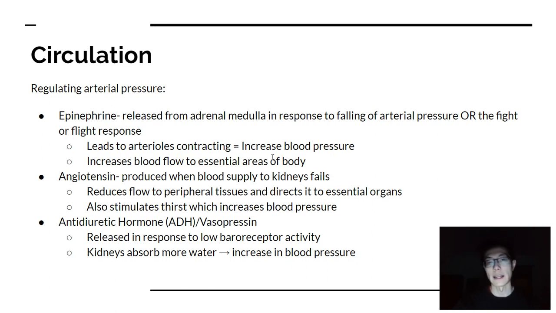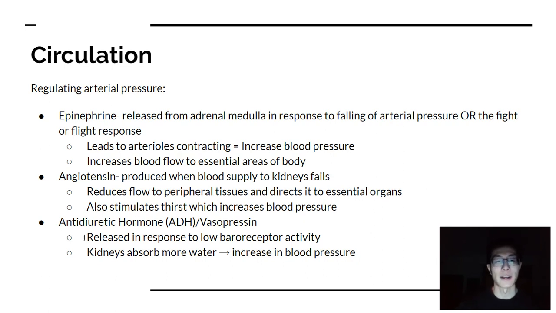Likewise, that also allows for an increase in blood flow to essential areas of the body, again, in preparation potentially for fight or flight. We also have angiotensin, which is produced when blood supply to the kidneys fails. When this happens, angiotensin is going to be released, and through some mechanisms, it's going to reduce the flow to peripheral tissues, and it actually directs that blood flow to the essential organs. Ultimately, it can also stimulate thirst, which can increase blood pressure, not so much in the proximate sense, but perhaps in the ultimate sense.